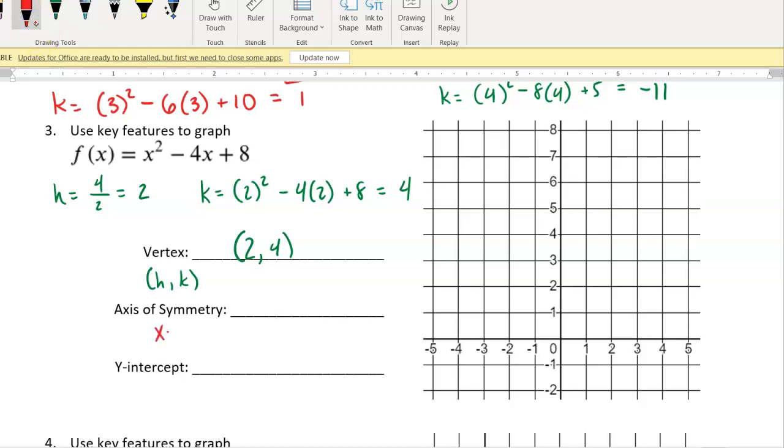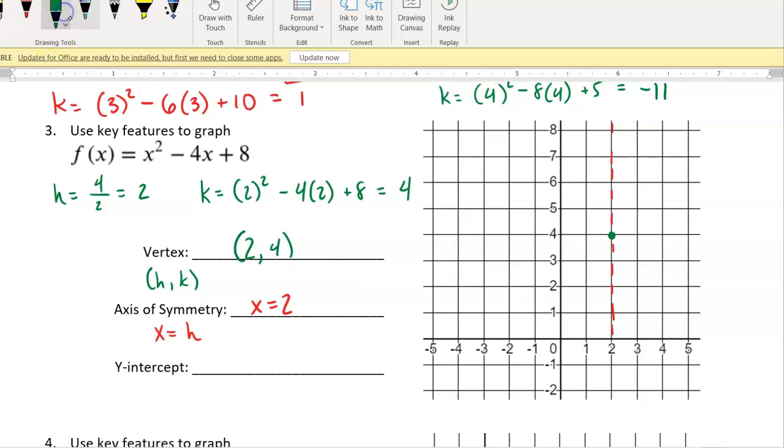Now the axis of symmetry is always x equals whatever h is. Because remember, if we graph our vertex at 2, 4, remember yesterday we did do some graphing, and we said that the vertex or the line of symmetry would always go through that vertex. So that would be going through where x is 2. So an easy way to remember it, it's always x equals whatever h is.